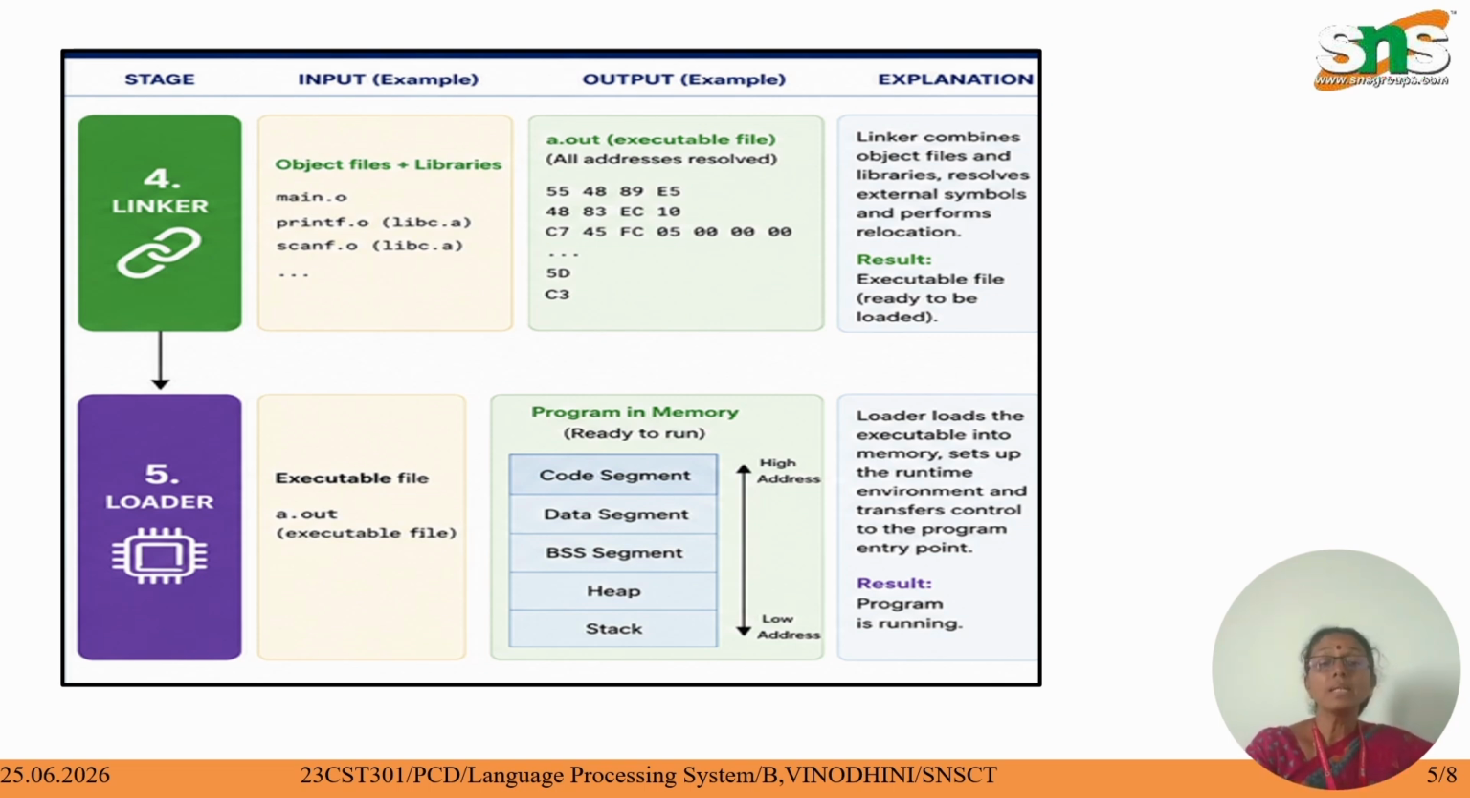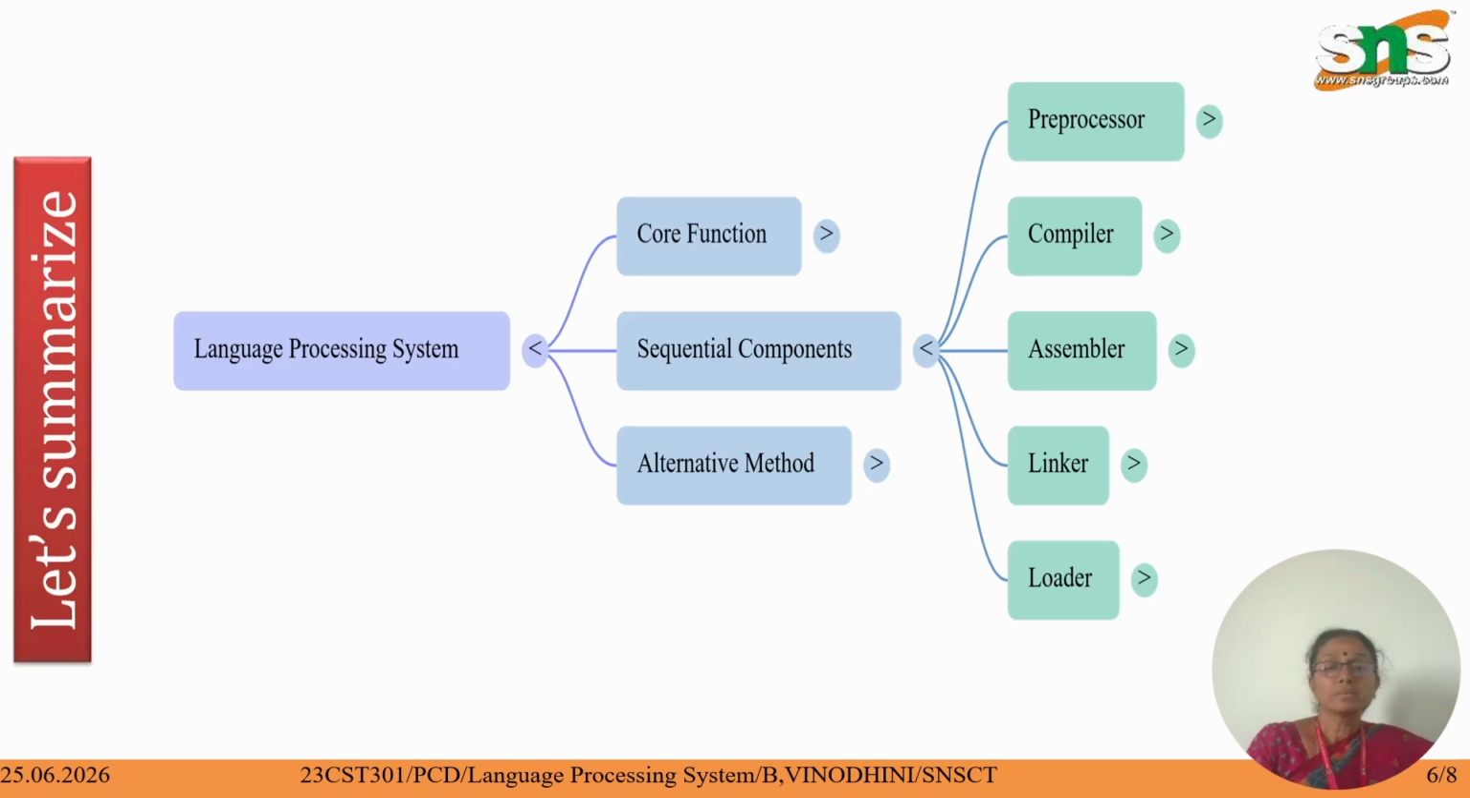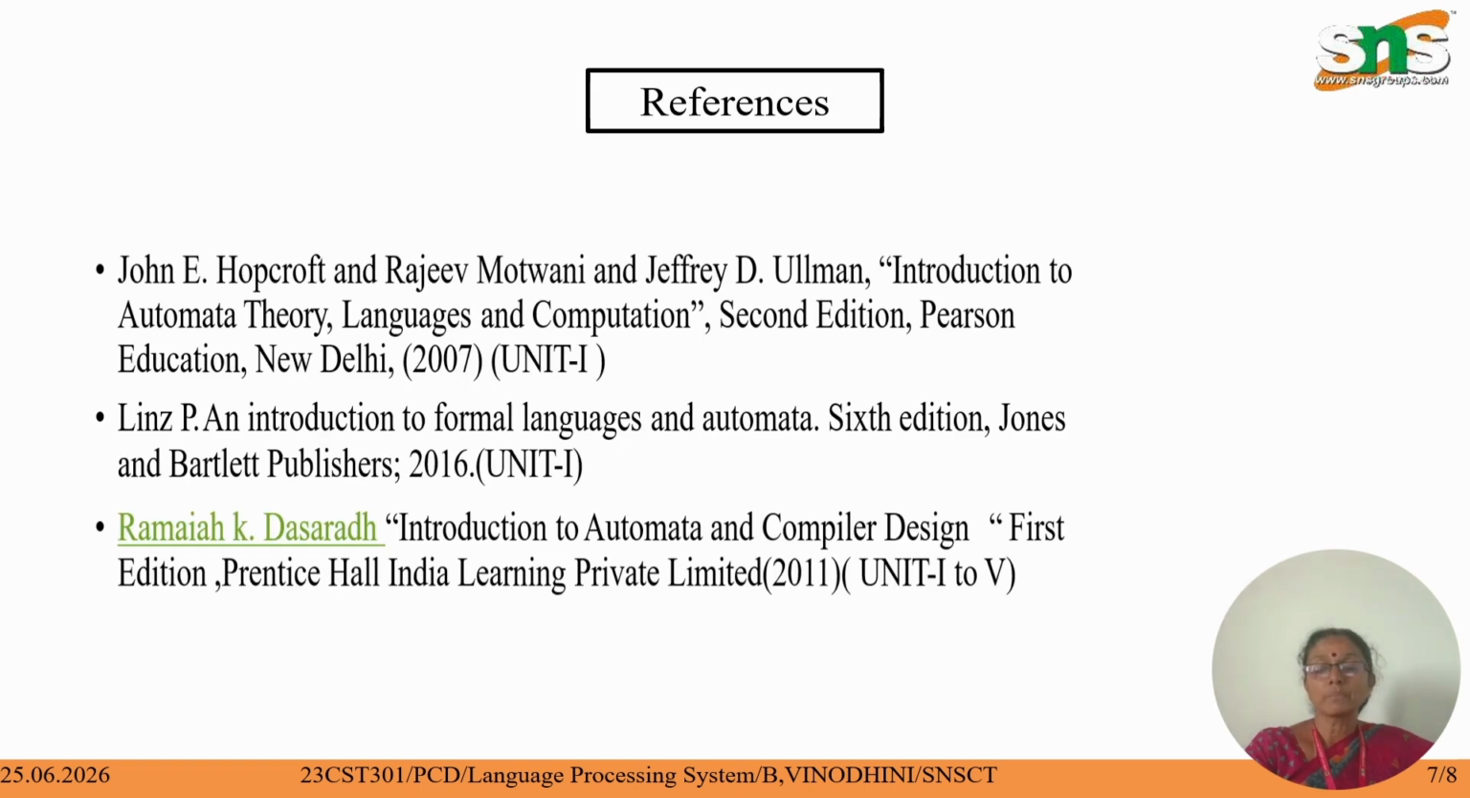So this is the flow of translators in the language processing system. This is a summarization. In the language processing system, several components, several programs or tools, are used to convert our high level into the machine level language program. I hope you understand what the language processing system is and the functionality of each translator.